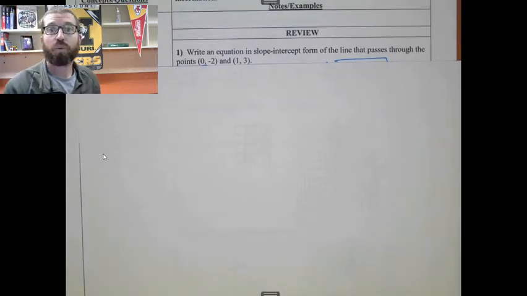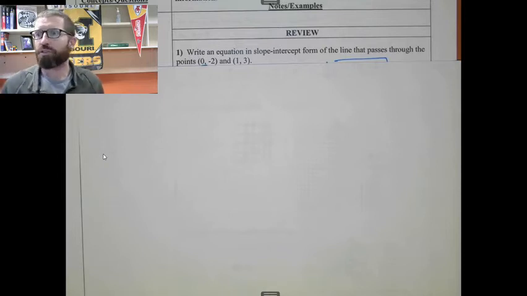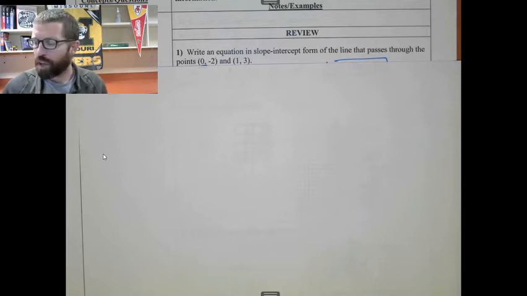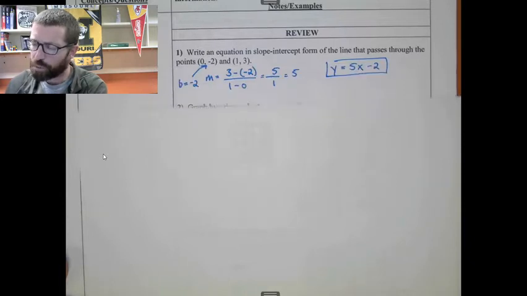In this video, we're going to look at writing equations of lines in slope-intercept form. Before we do that, there's a few review problems at the top of this worksheet. So go ahead and pause the video and try those. And then these are worked out to try to save a little bit of time, but we'll talk through them.